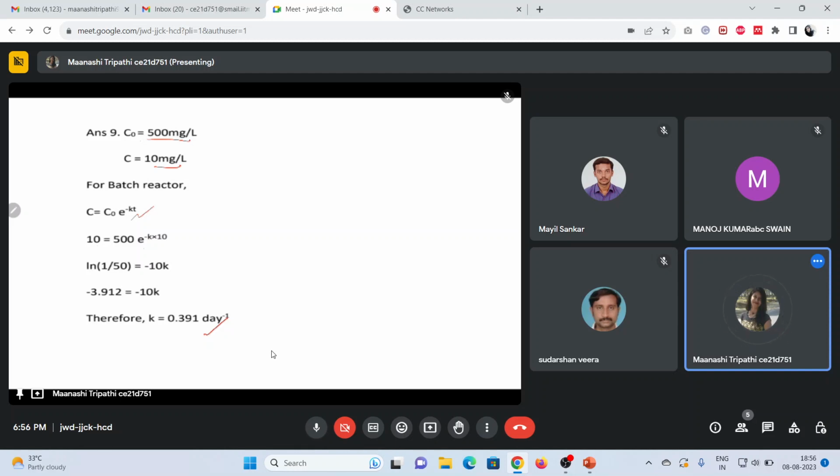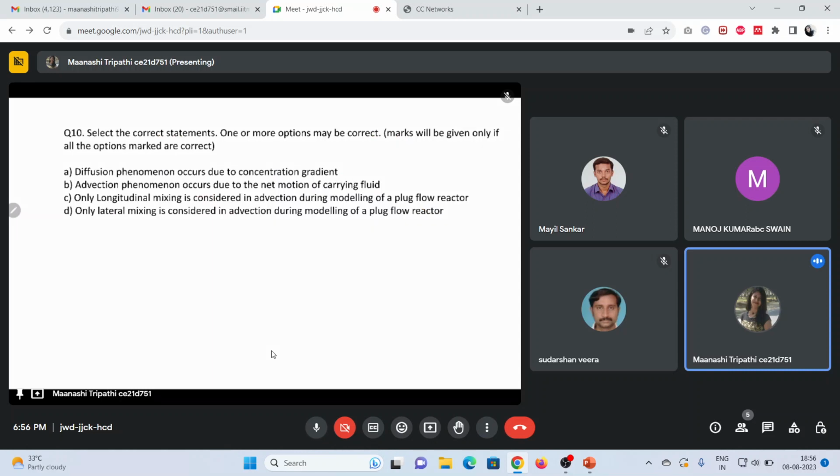Okay, so this is how we will solve this question. Now coming to the last question, which is a theoretical question, very simple question. Select the correct statement, and here also more than one option can be correct. So diffusion phenomena occurs due to concentration gradient. As we know, there are two types of phenomena, advection and diffusion.